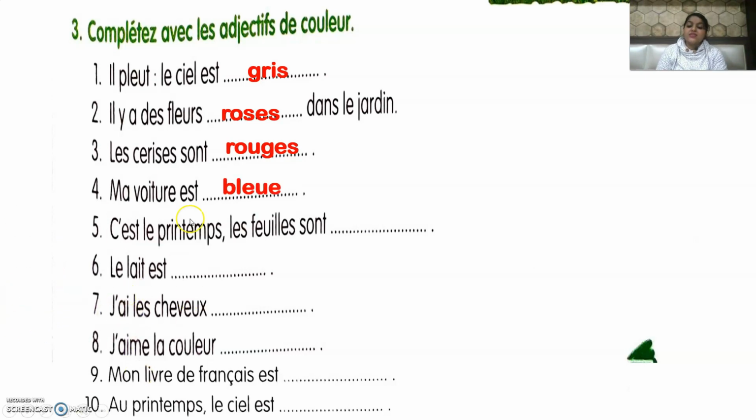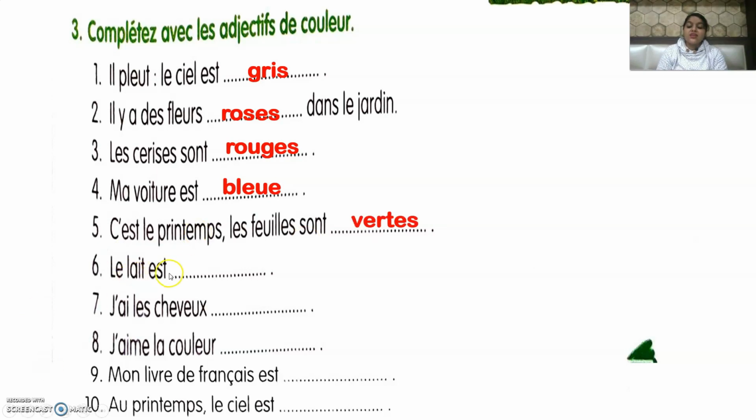Fifth one is c'est le printemps. Les feuilles sont dash. C'est le printemps, that means it's spring. Les feuilles means the leaves. So the leaves are green. So I will write down les feuilles sont vertes.